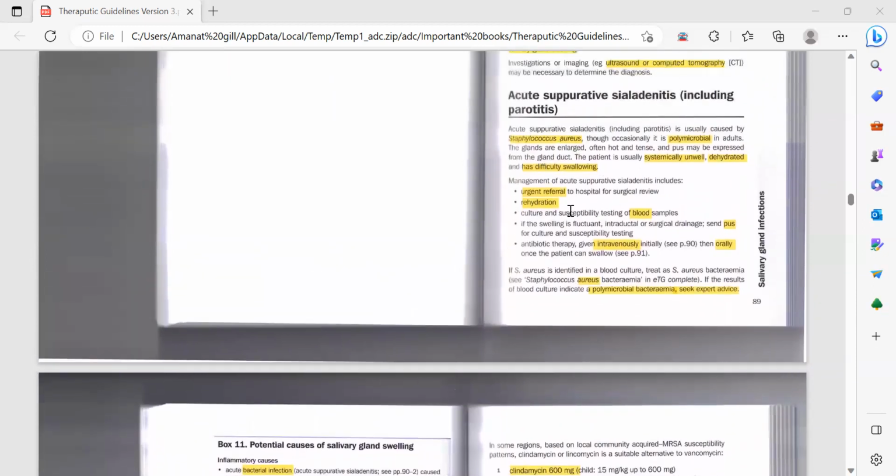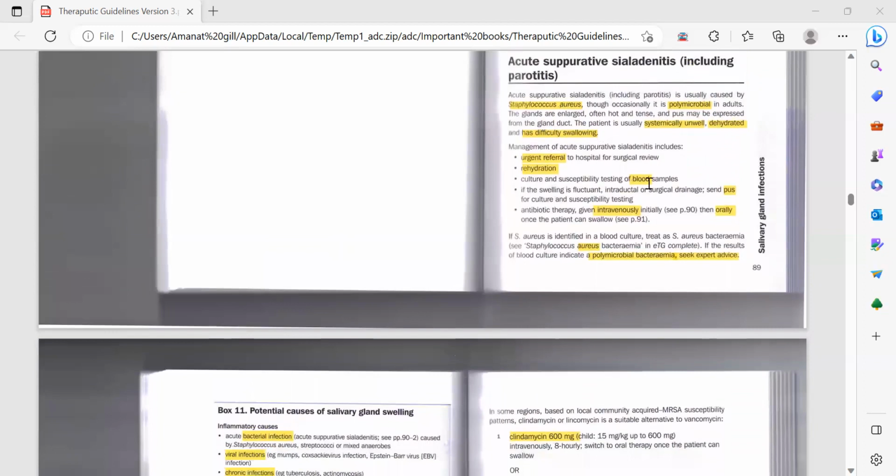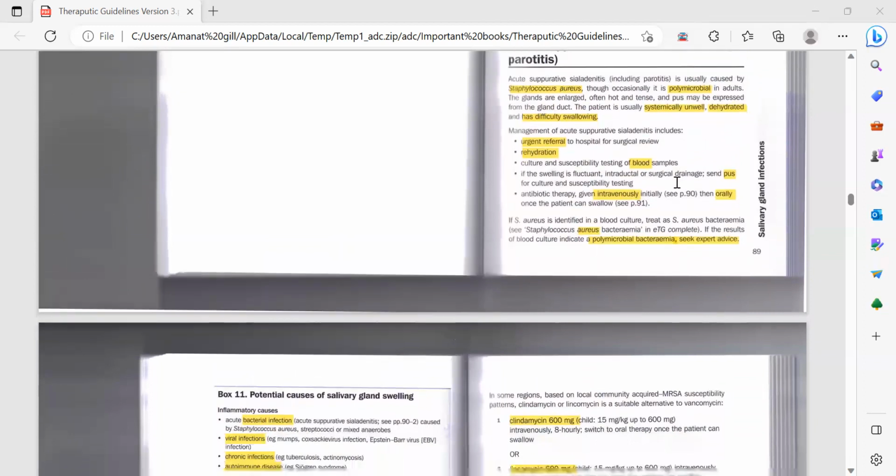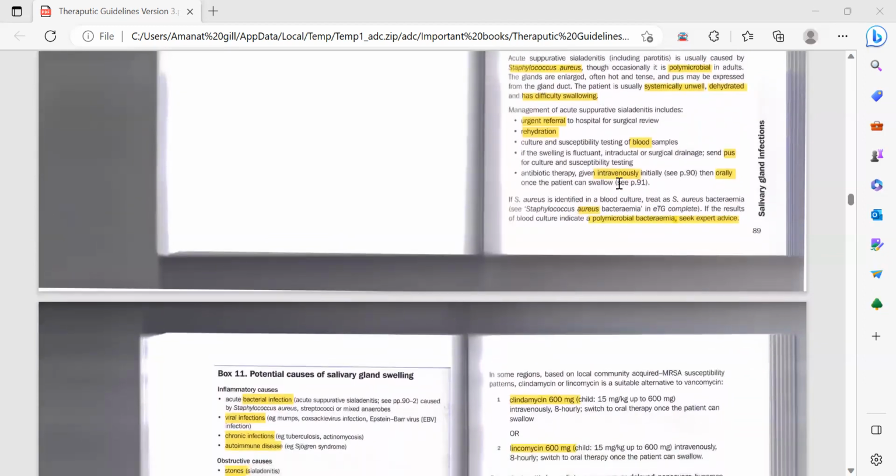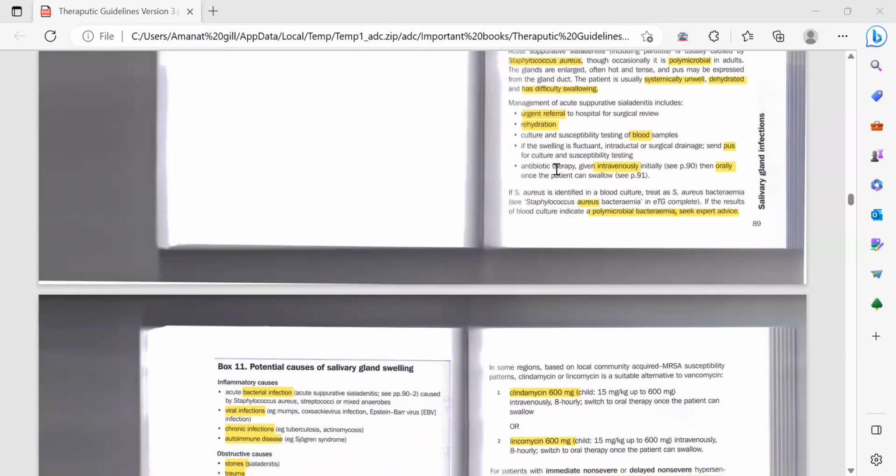So what you need to do is urgently refer them to the hospital, because their treatment would be completed in the hospital by giving them rehydration, culture and susceptibility testing of their blood samples. If the swelling is fluctuant, intraductal or surgical drainage, send pus for culture and susceptibility testing.